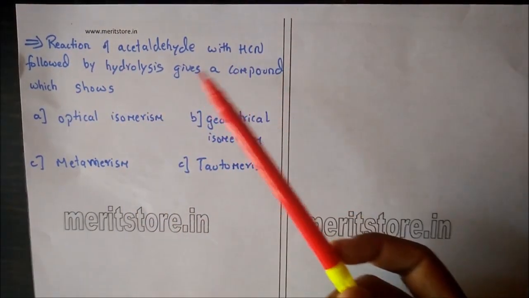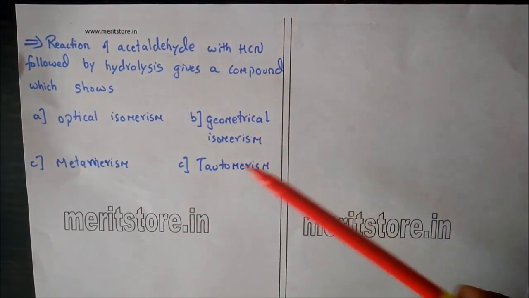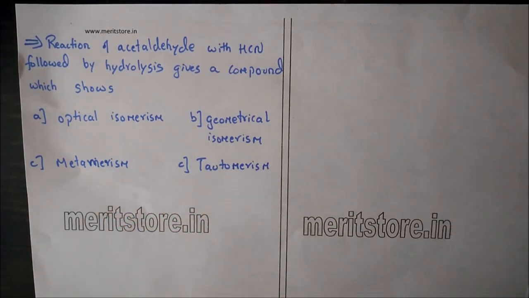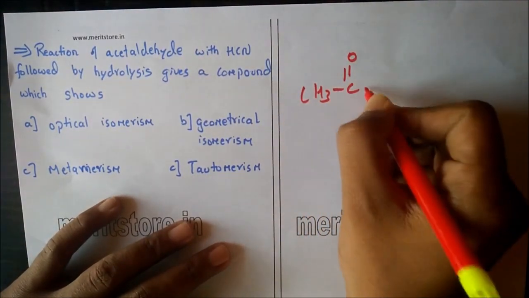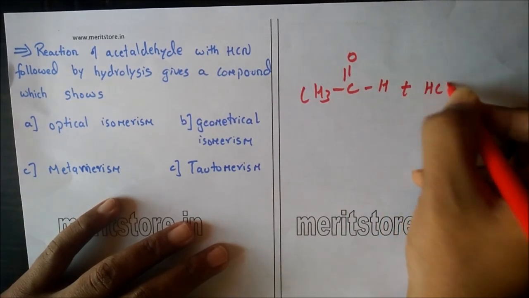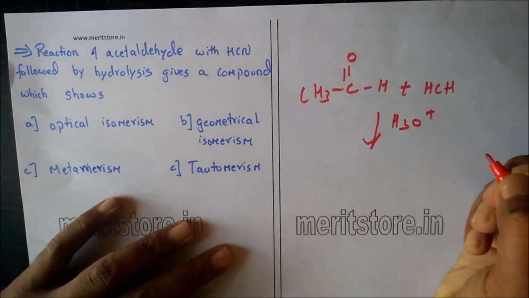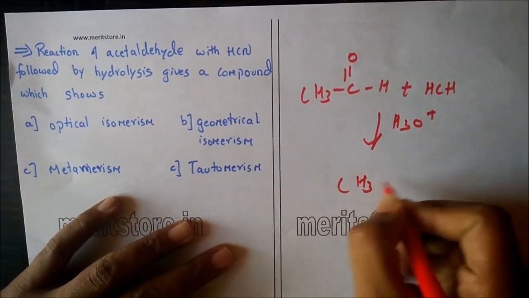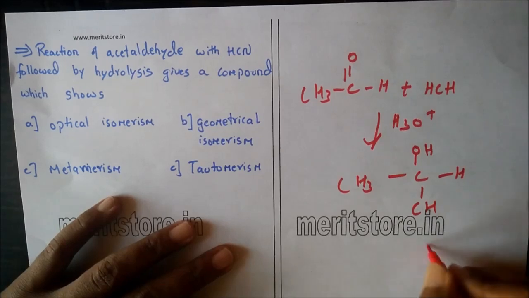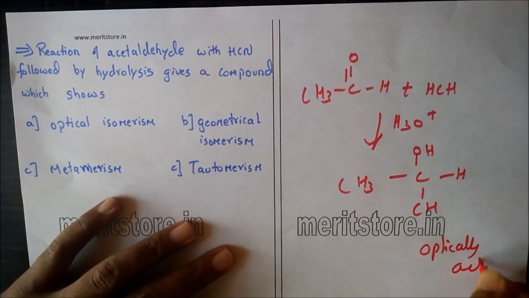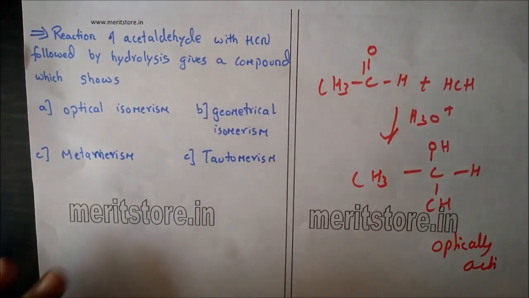Reaction of acetaldehyde with HCN followed by hydrolysis gives a compound which shows A. optical isomerism, B. geometrical isomerism, C. metamerism, or D. tautomerism. Now, the formula for acetaldehyde is CH3CHO, which on treatment with HCN, hydrogen cyanide, followed by hydrolysis gives a product known as acetaldehyde cyanohydrin, CH3CH(OH)CN. This product is optically active, and it also shows optical isomerism. Therefore, here the correct answer will be option A.